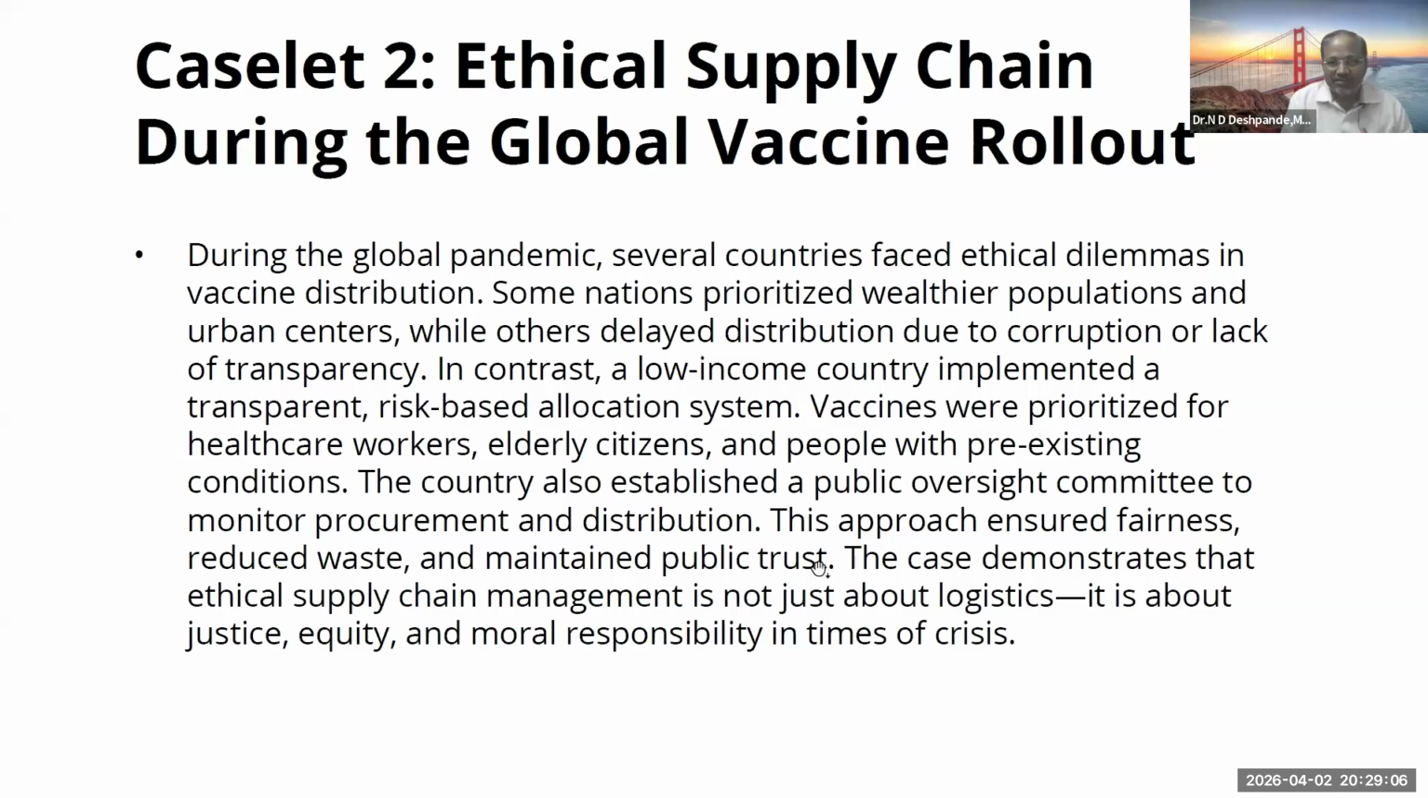Because of that, the countries which were well equipped to handle this kind of ethical supply chain during the vaccine rollout were able to fight against the deadly pandemic. So the case demonstrates that ethical supply chain management is not just about logistics. It is about justice, equity, and moral responsibility in times of crisis.